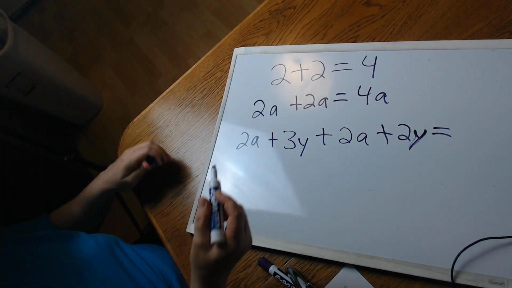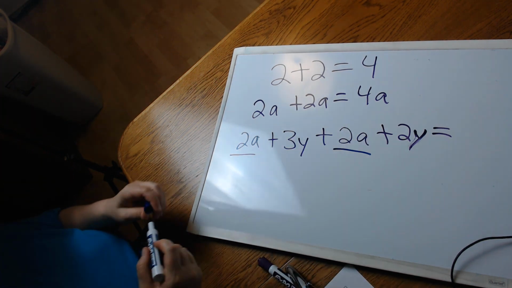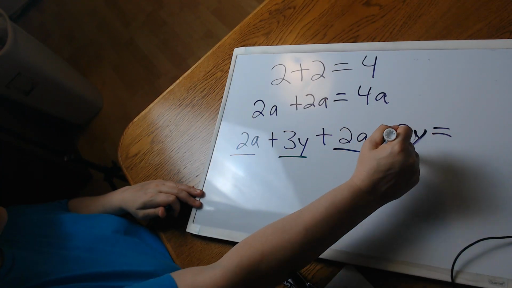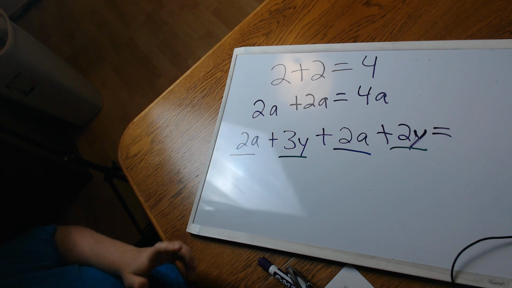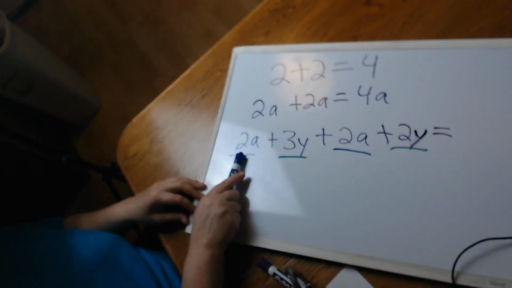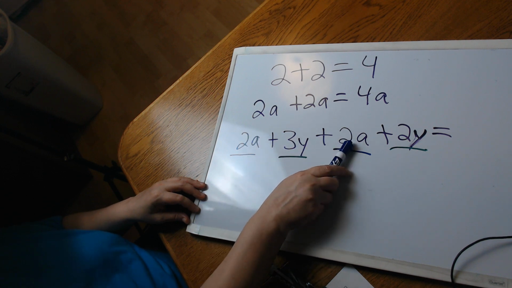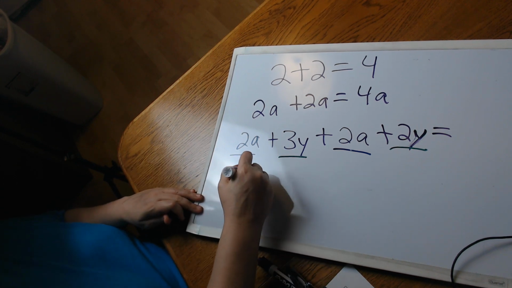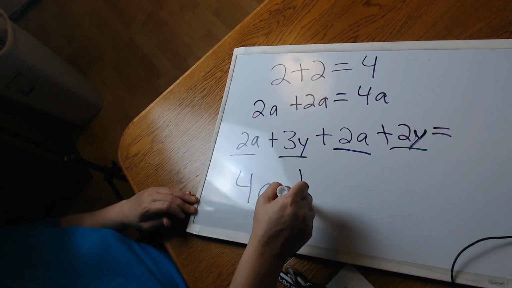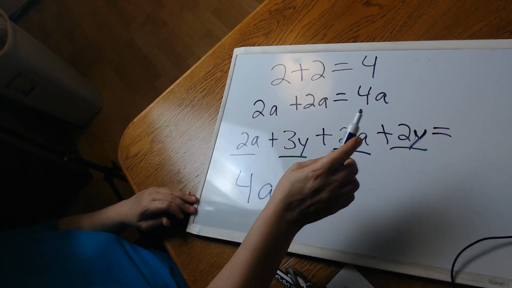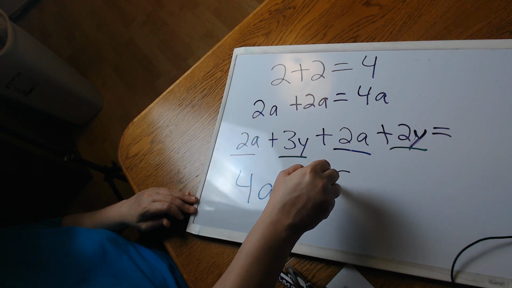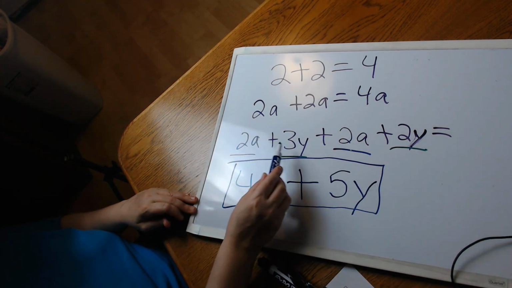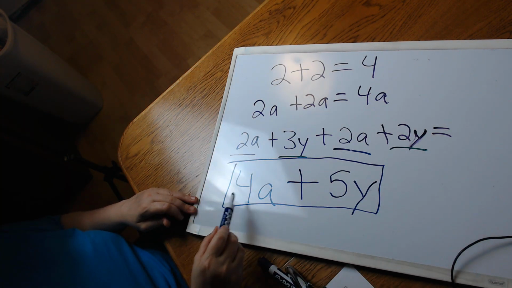First, what we would do, let me get a different color, is we would find the a's and group them together. And then our y's, we would group them together. And we would solve 2a plus 2a, do our a's, and then we'll go back and do our y's. So 2a plus 2a would be 4a plus, let's do our y's, 3y plus 2y is 5y. There's the answer. 2a plus 3y plus 2a plus 2y equals 4a plus 5y.